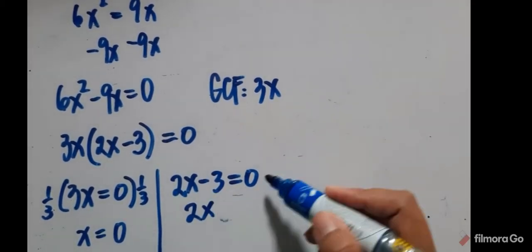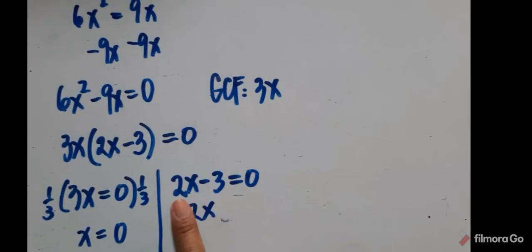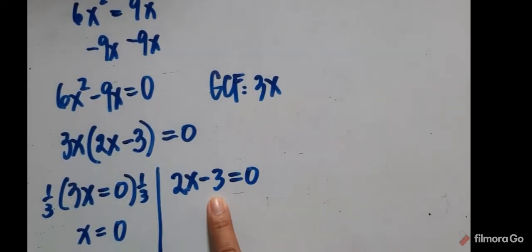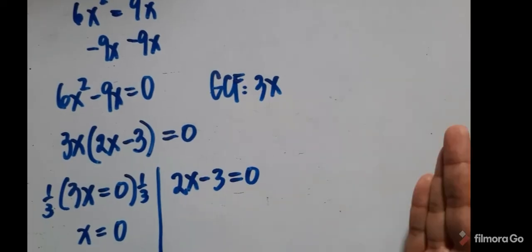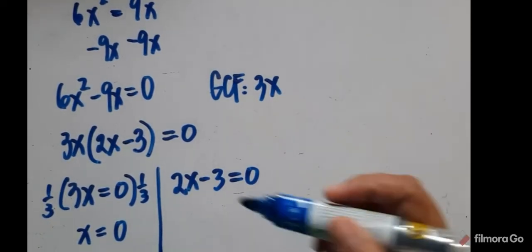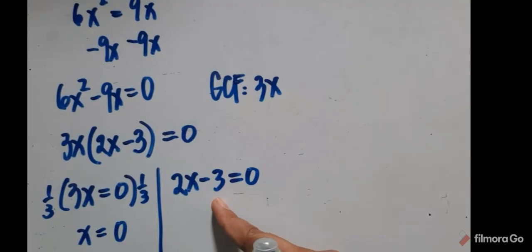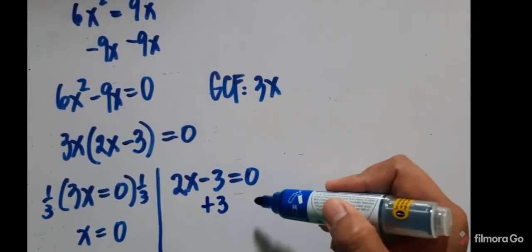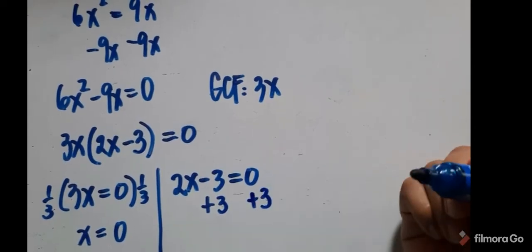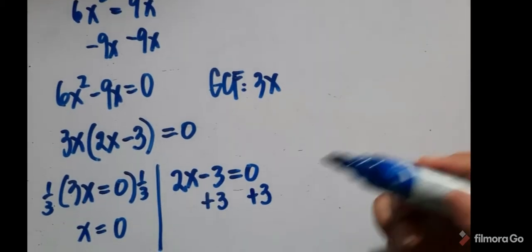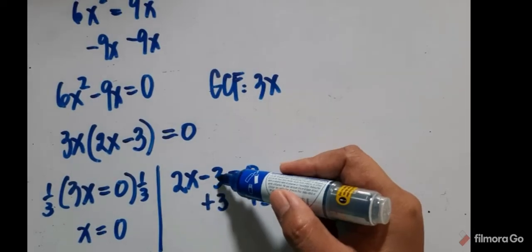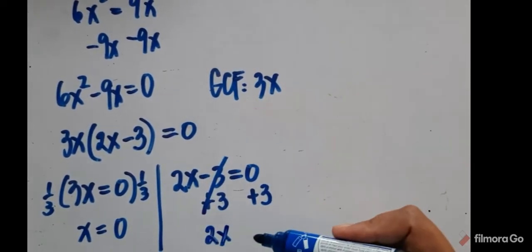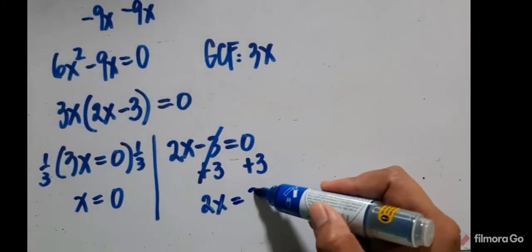On the other side, we have 2x minus 3 is equal to 0. What are we going to add to negative 3 to make it equal to 0? Because we need to have the constant terms on the right side of the equation. So that would be positive 3. Again, you always add to both sides of the equation. So negative 3 and 3 becomes 0. So the equation now is 2x is equal to 3.